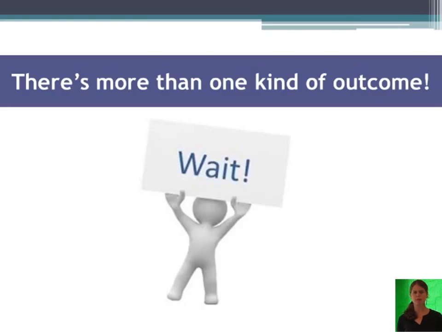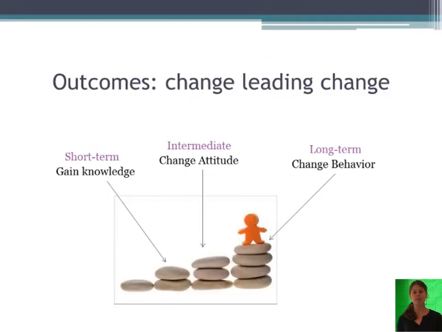So right now you're probably thinking, wait, there's more than one kind of outcome. And you are absolutely right. So you can think of outcomes as change leading change. They're steps or building blocks that you have to go through in order to get to the long-term outcome. So for instance, this little orange man standing on those four stones probably didn't just hop up there, he probably walked up those tiers of steps.